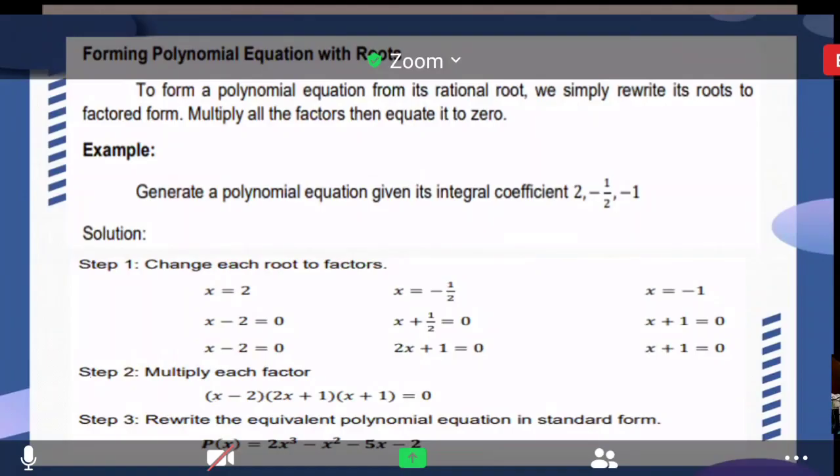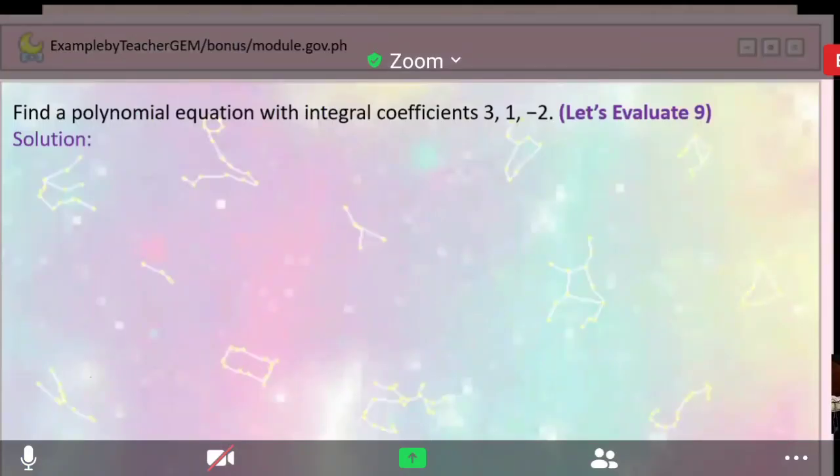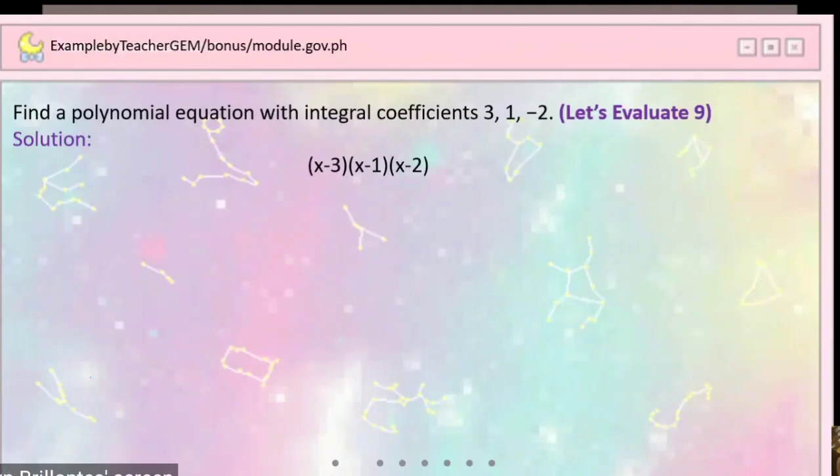Then, eto, let's evaluate number 9. So, last topic natin, let's evaluate number 9 natin. So, using integral coefficient, di ba? So, solution natin. So, we have x minus 3. 3 natin naging x minus 3. Si 1 natin, x minus 1. And si negative 2 natin is, dapat plus 2. X plus 2. X plus 2 dapat siya. Wait lang. X plus 2 dapat po yan, ha? Sandali lang, sulat ni Ma'am. Yan. Next natin.